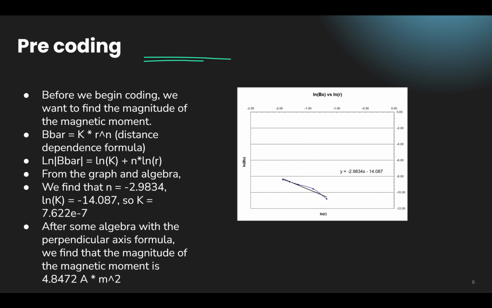After some algebra with the perpendicular axis formula, we find that the magnitude of the magnetic moment is 4.8472 amperes times meters squared.